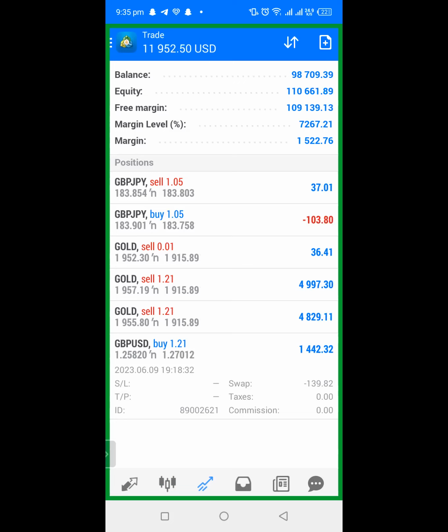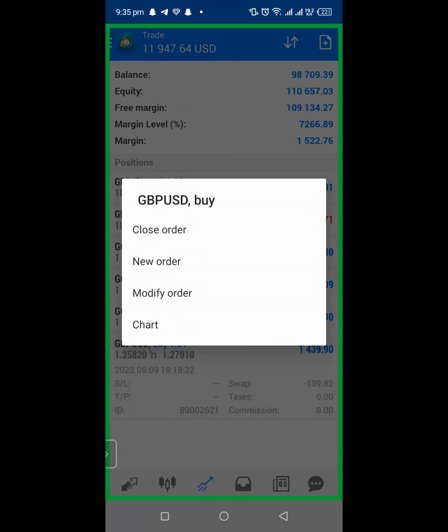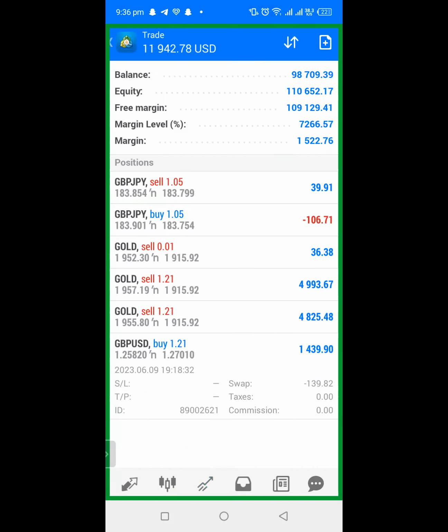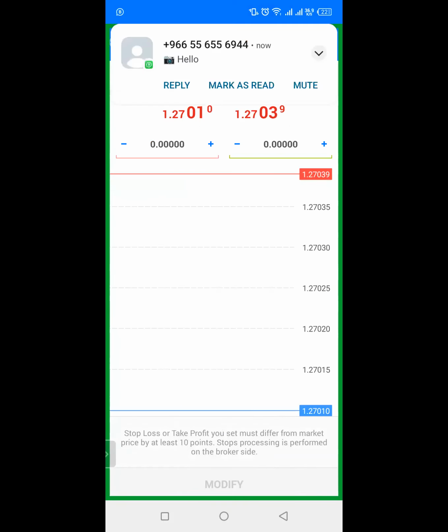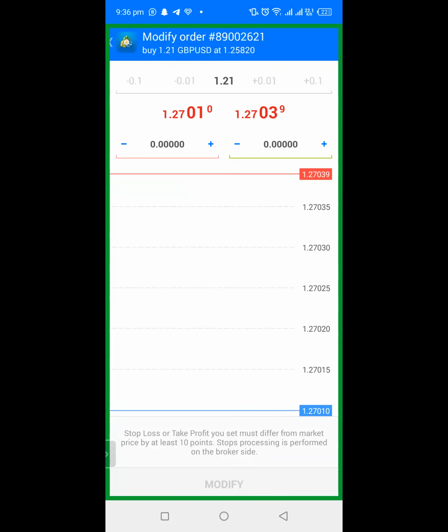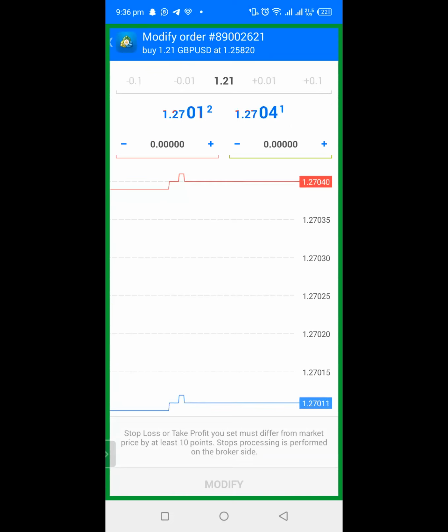Do you know what you do, sir? Long press that rate, sir. Thank God you're even in profit so that the class will see what I'm doing. Click on modify. This was the exact thing I said when I started the class. Now, sir, on your modify, edit that 1.21, change it to 1.20. Can you edit that lot size there?